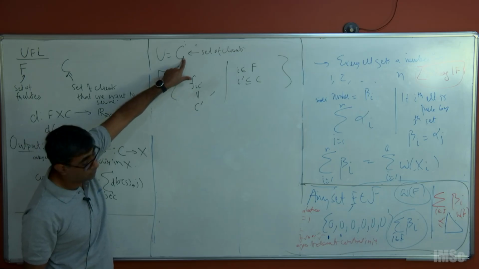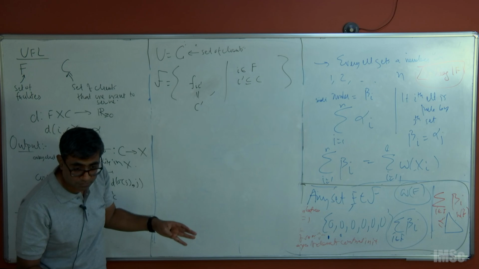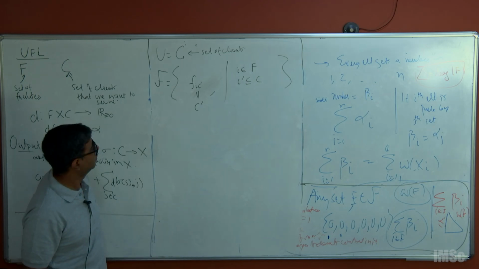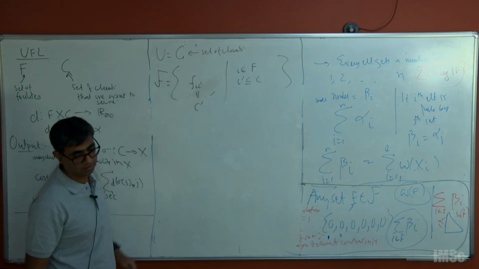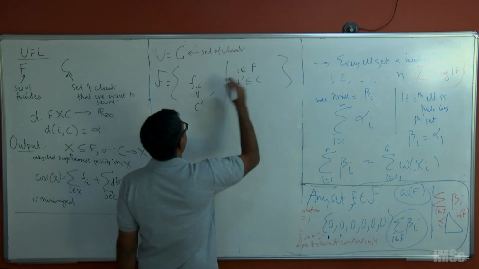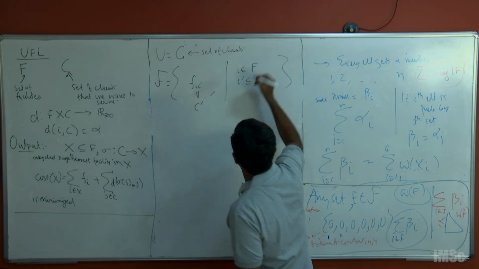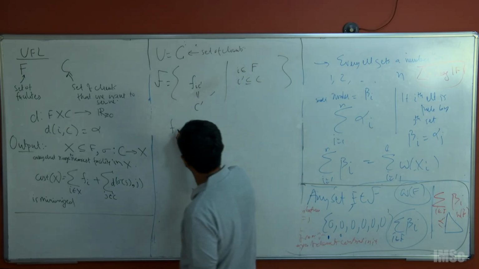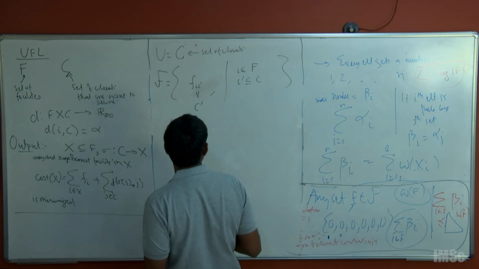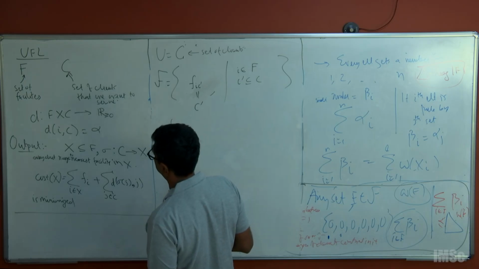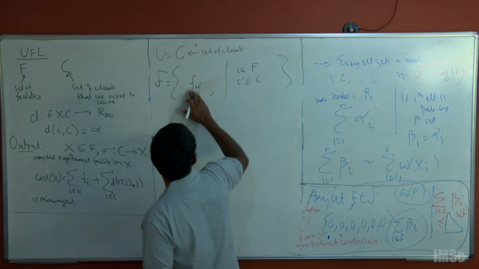My universe is C, my family has to be subsets of C. What is the F function? Function is a name of the set family. Imagine I is in this, what is F_I C prime? Where is F? Okay, fine.